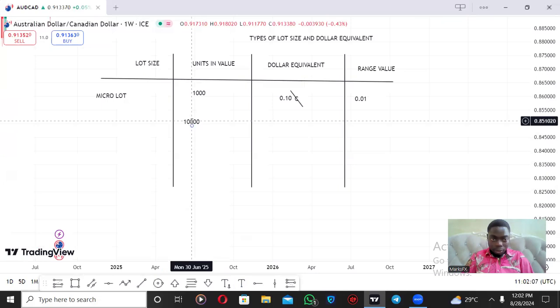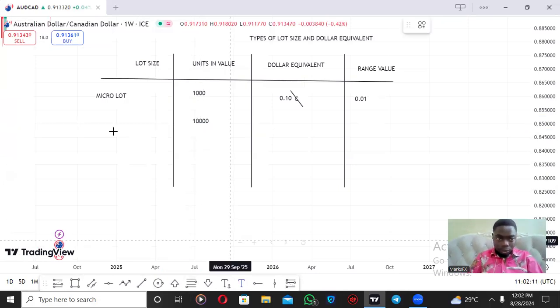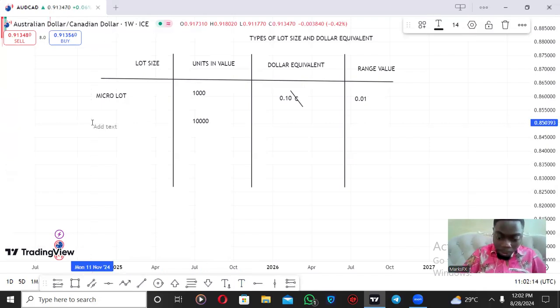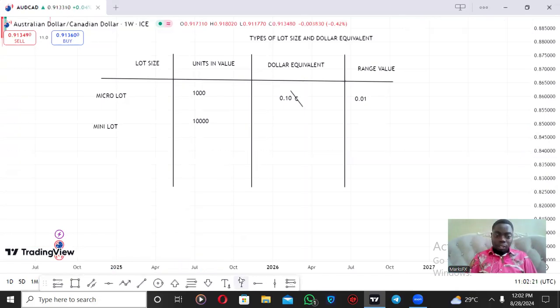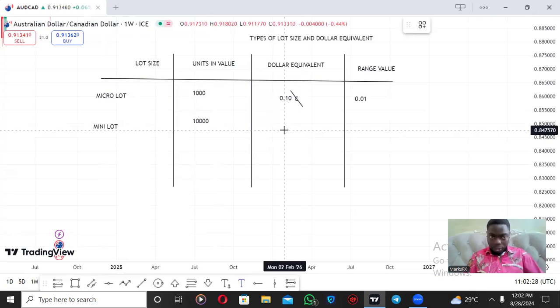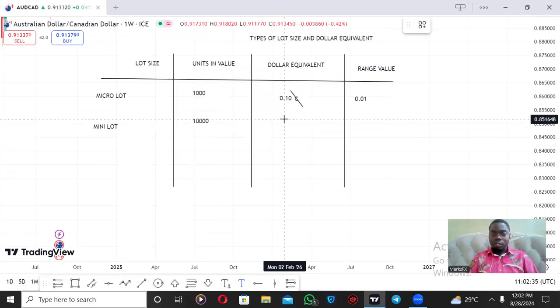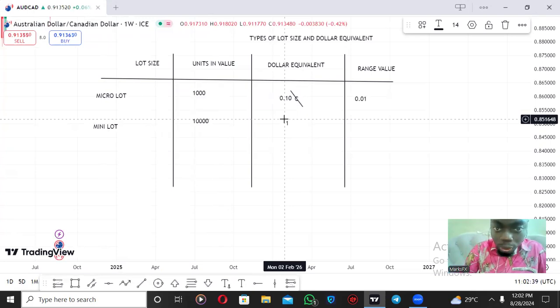All right, let me think, I've deleted that stuff. So this is for a mini lot. All right, so the dollar equivalent to a mini lot is $1. It's $1.